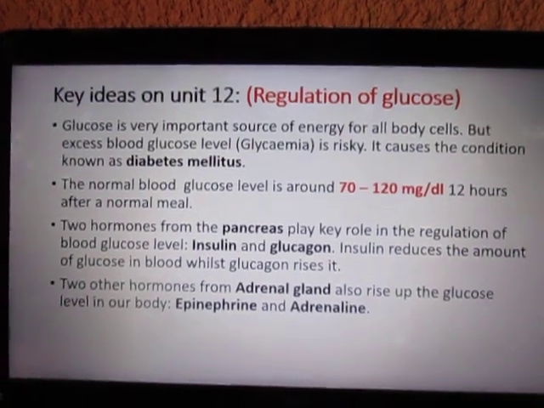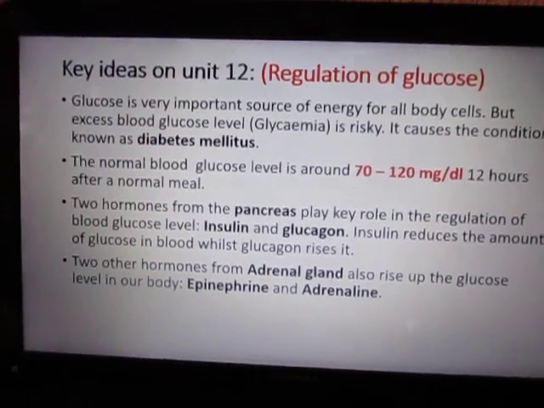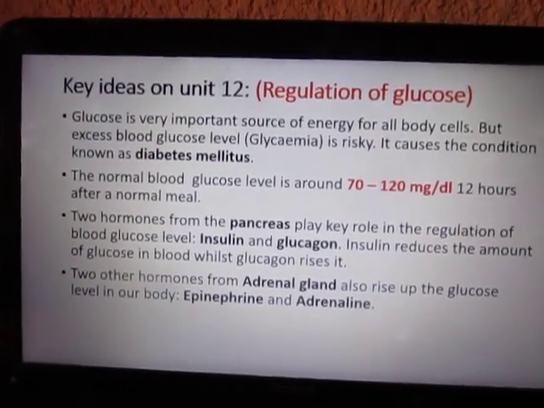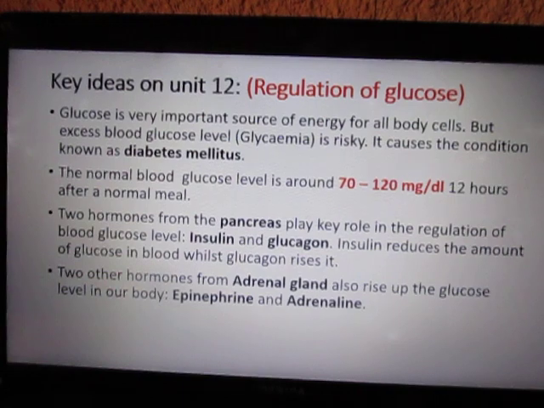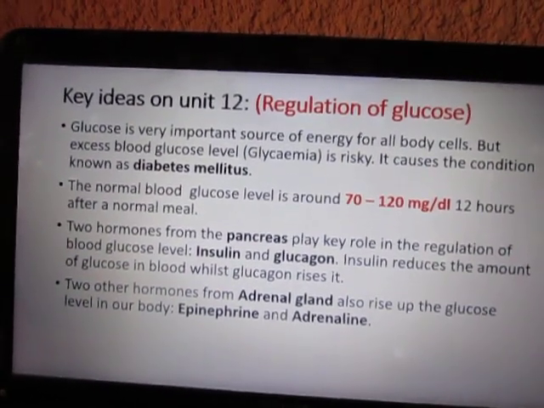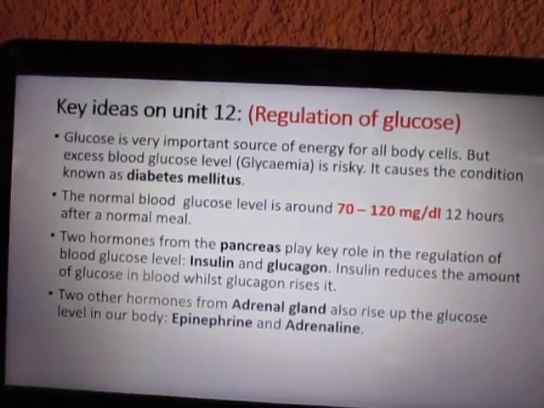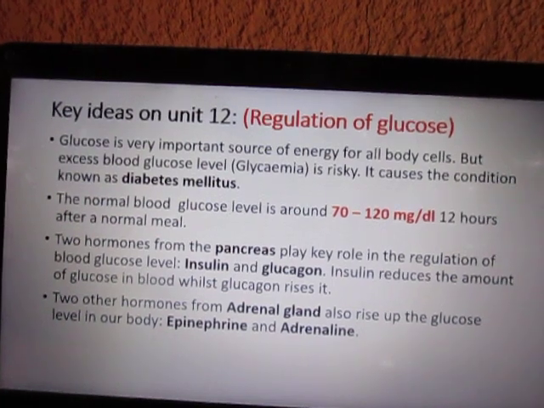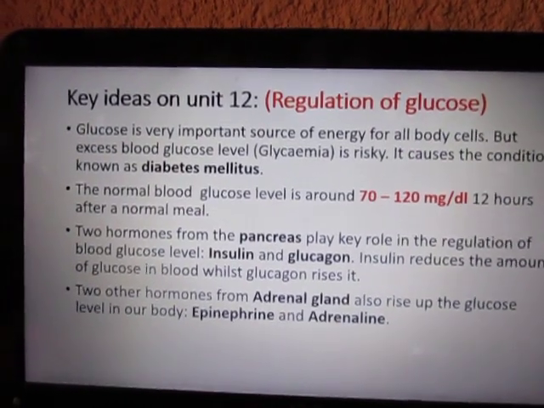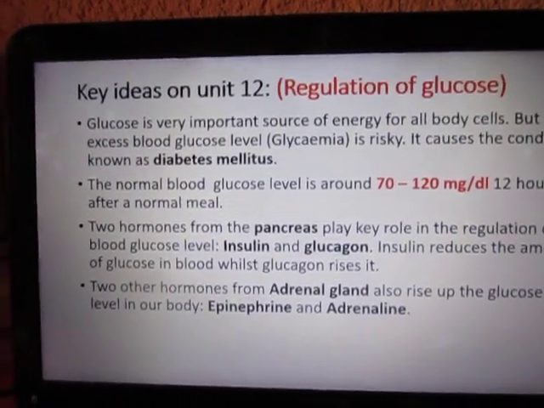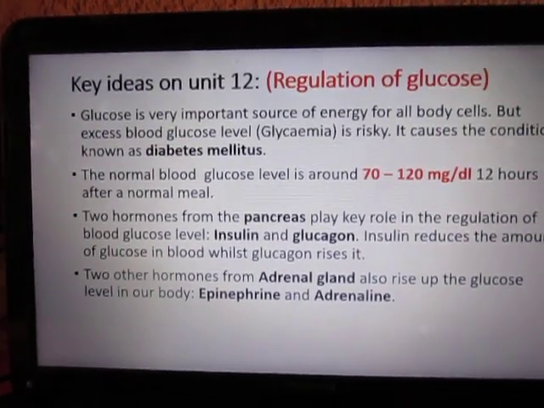For this regulation of blood glucose, we have two main hormones which come from the pancreas. These are known as antagonistic hormones. They are insulin and glucagon. Insulin is produced by the beta cells of the pancreas, while glucagon is produced by the alpha cells of the pancreas. Insulin reduces the amount of glucose in the blood, while glucagon raises the blood glucose level.